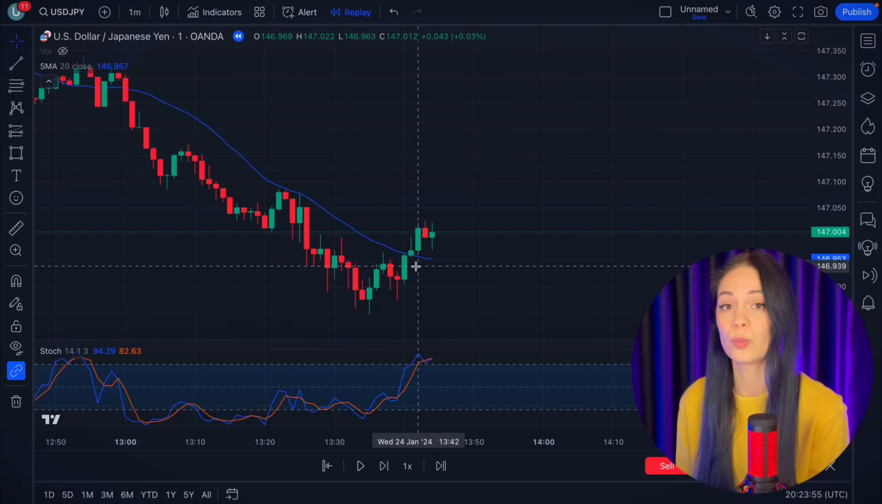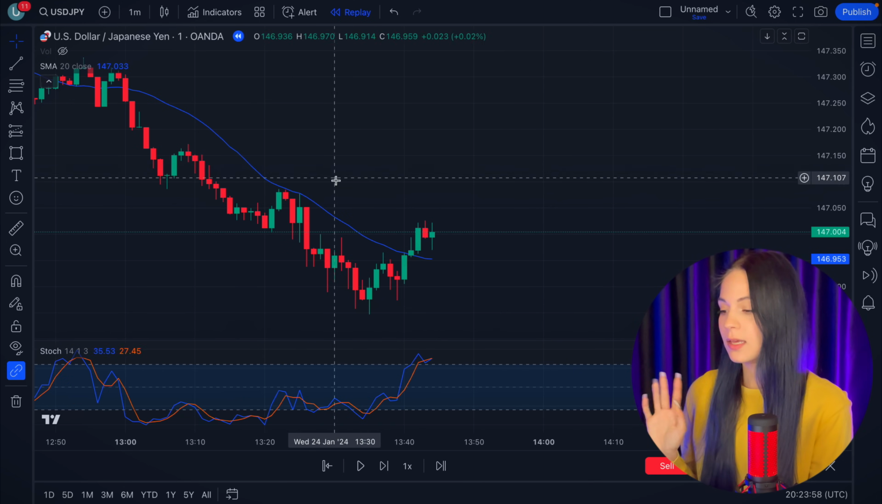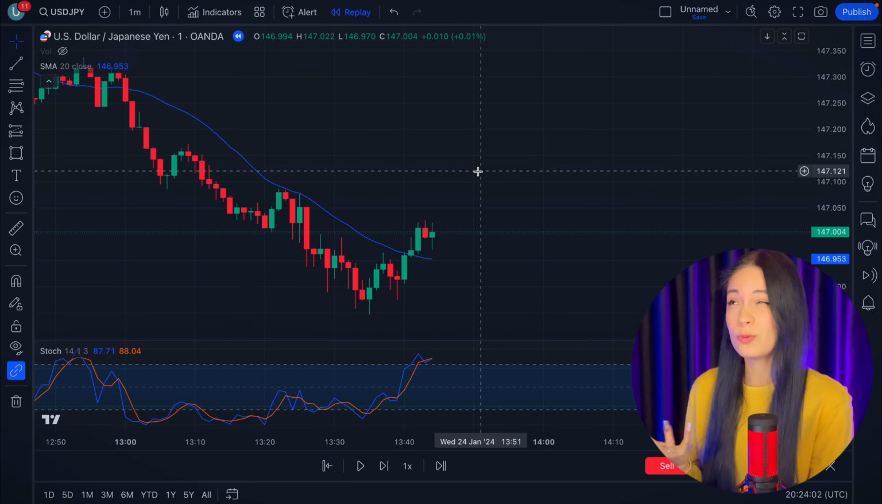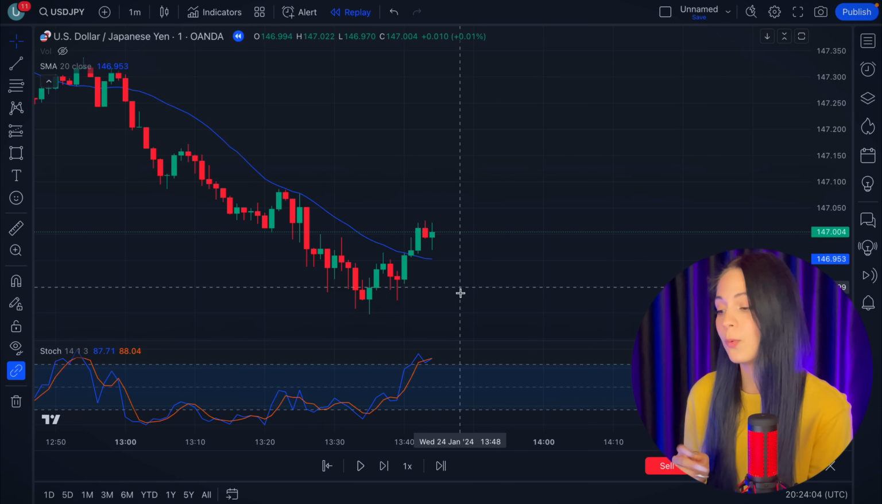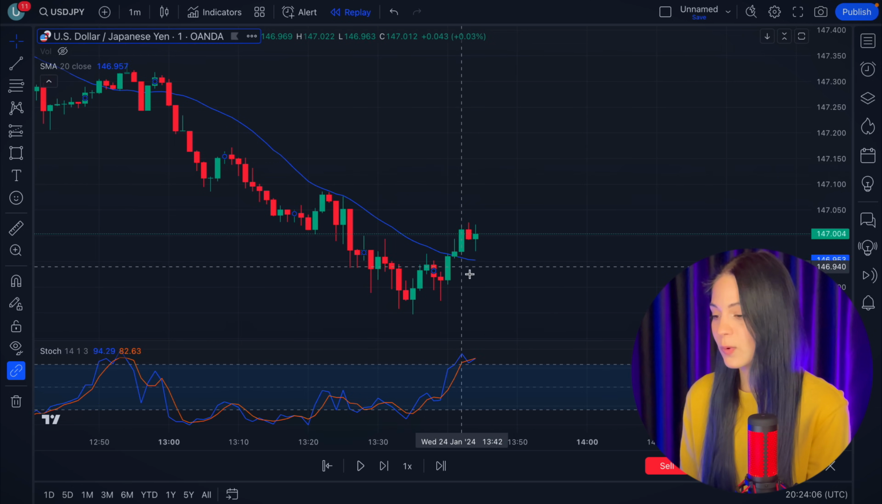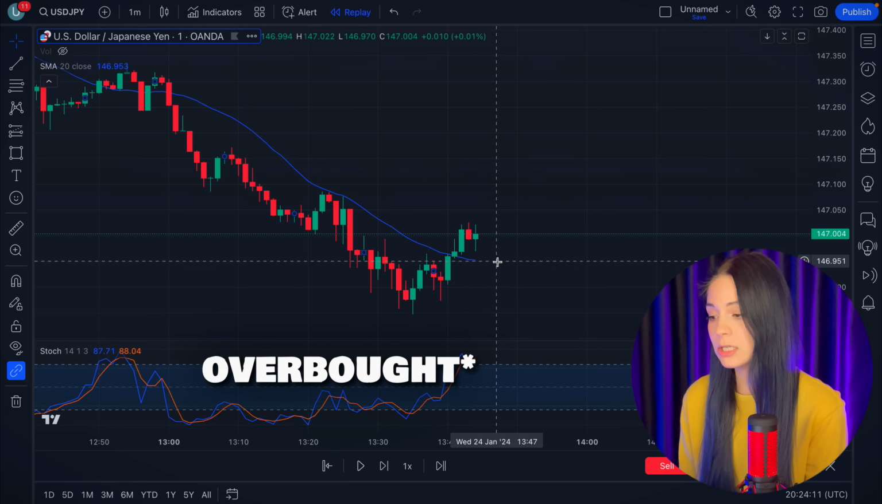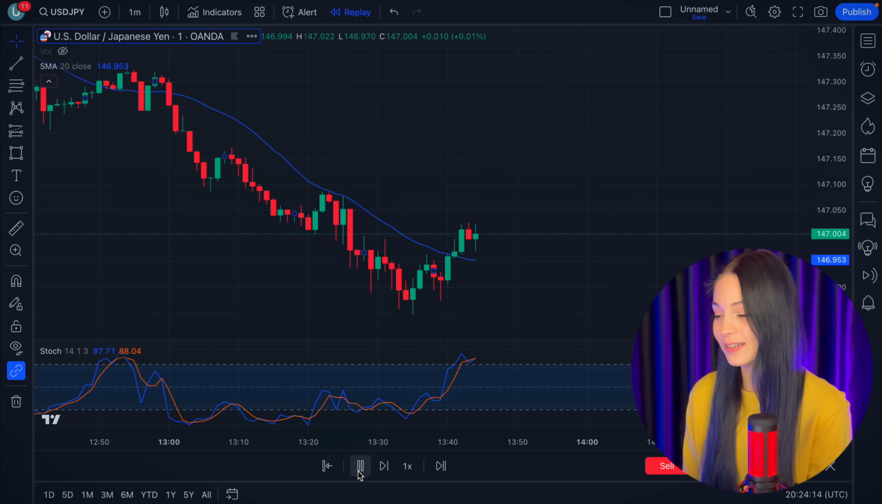And right now we are in the situation where the price went outside of the level of the simple moving average. We have two cases. What's going to happen? Either the price is going to ignore the simple moving average and go up, doing sort of a breakout, or it will go back down again. In this moment, stochastic is in the overbought area, and we need to see what's going to happen next.